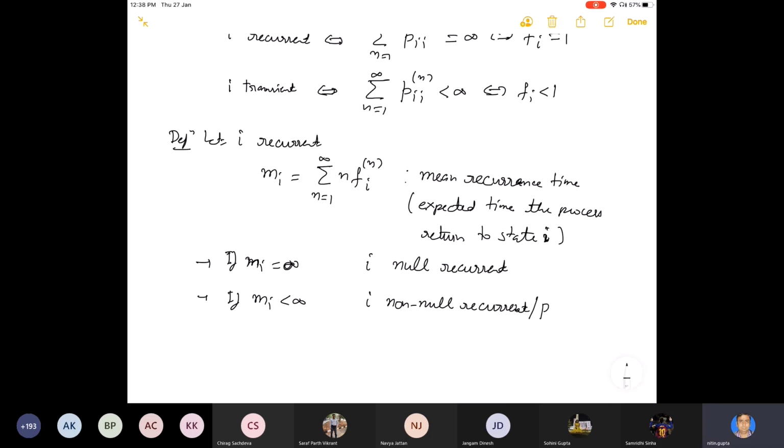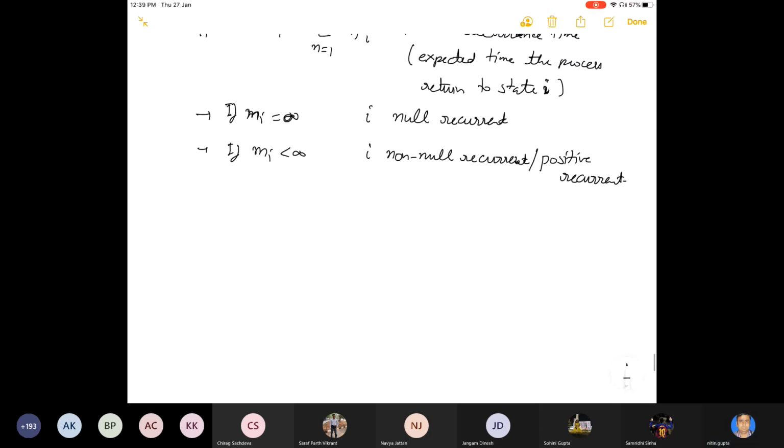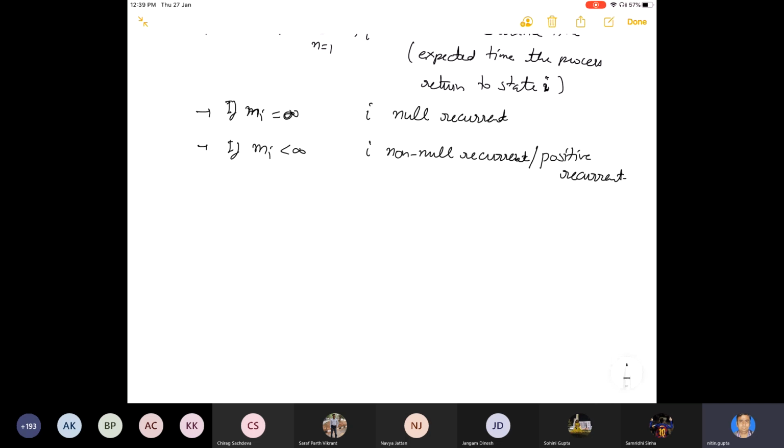Or positive recurrent. Here sometimes this is denoted as M_ii also. Okay, so let us take some example to understand better.